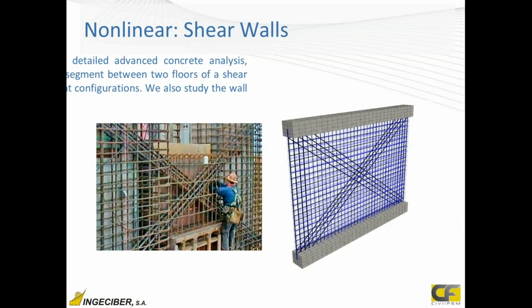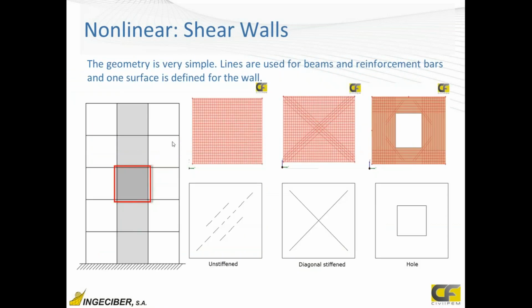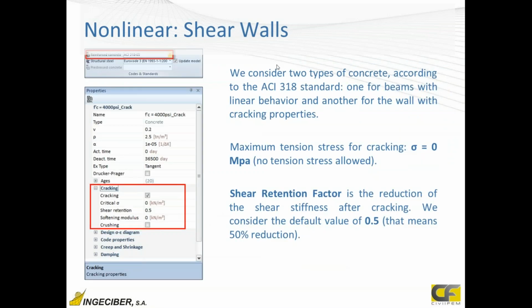Okay, we will study different configurations with no reinforced rebars, with this X configuration, or even if we can optimize the shear section, the shear wall section, including a hole at its center. Okay, we consider two types of concrete for the ACI 318.